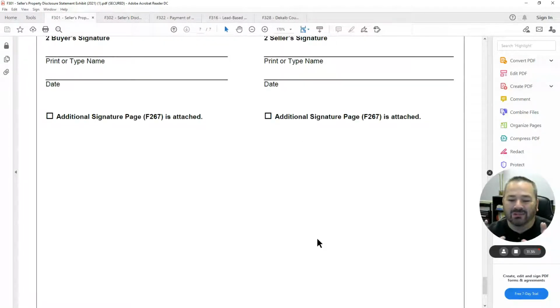Okay. And that's really important. I want you guys to take notice of that. You are not part of this disclosure. You don't know about the property. You're not the one making the disclosure. The seller is making the disclosure.